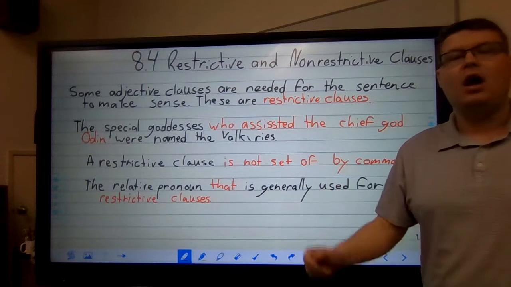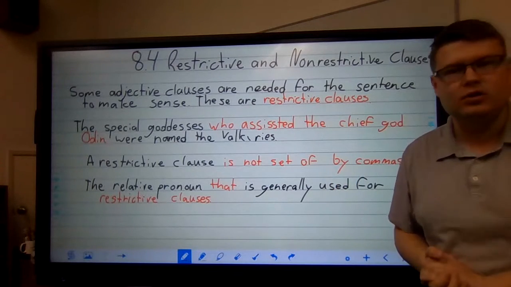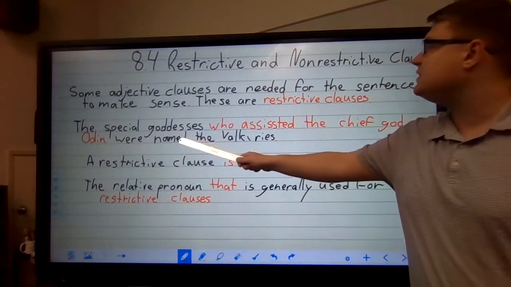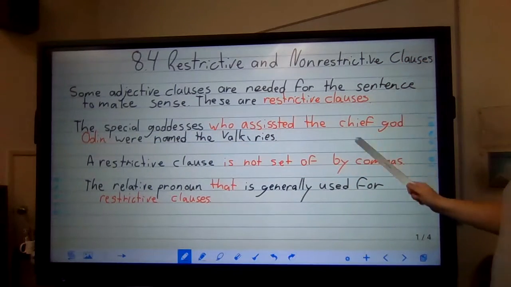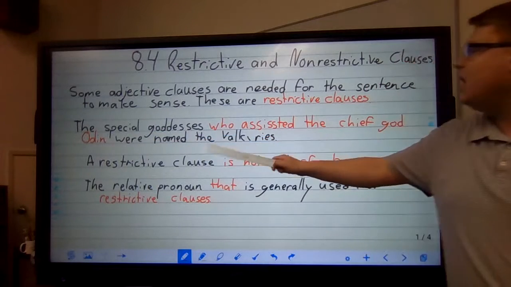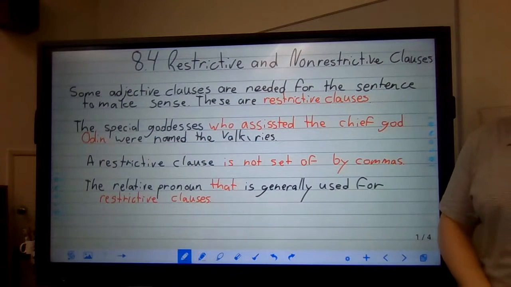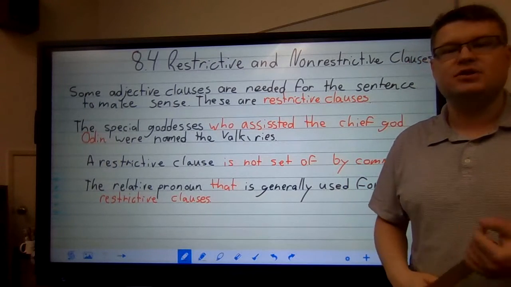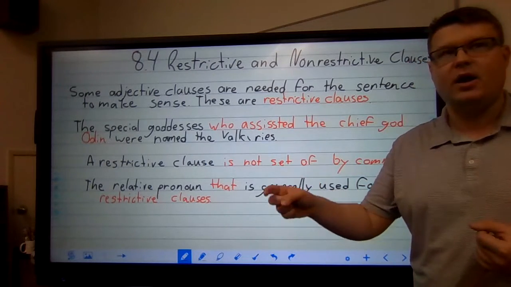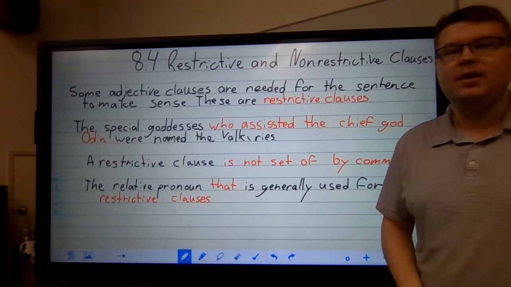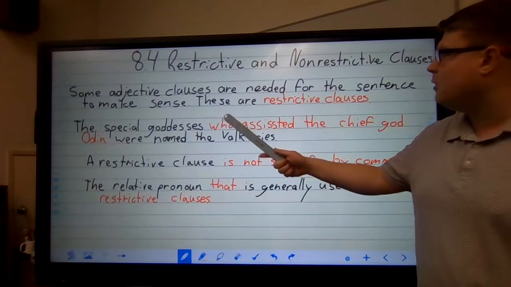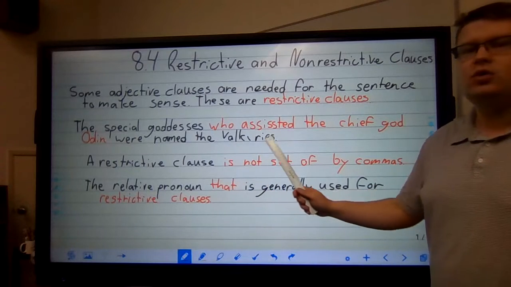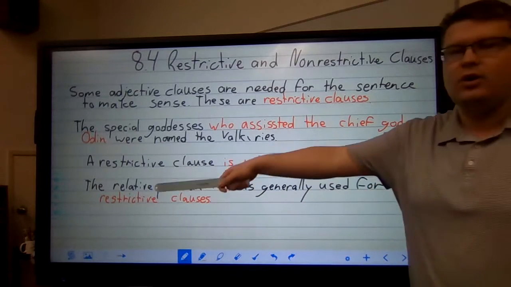Here's an example of a restrictive clause being used in a sentence. The special goddesses who assisted the chief god, Odin, were named the Valkyries. Just like we learned yesterday, your adjective clauses will start with either a relative pronoun or a subordinate conjunction. Here we see the relative pronoun who, starting the adjective clause, who assisted the chief god Odin.